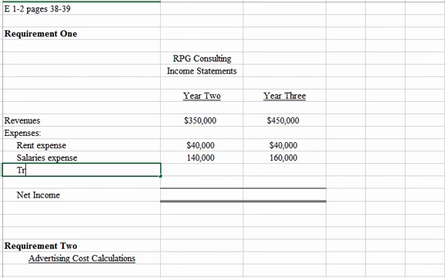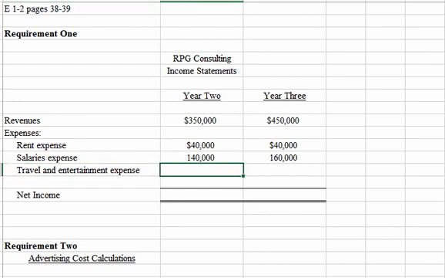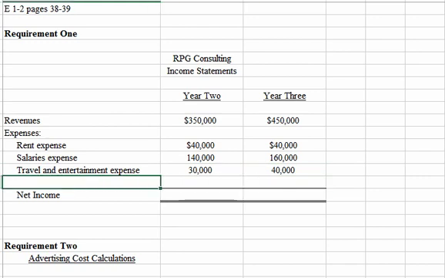Travel and entertainment expense. $30,000 and $40,000. And then we have advertising expense.